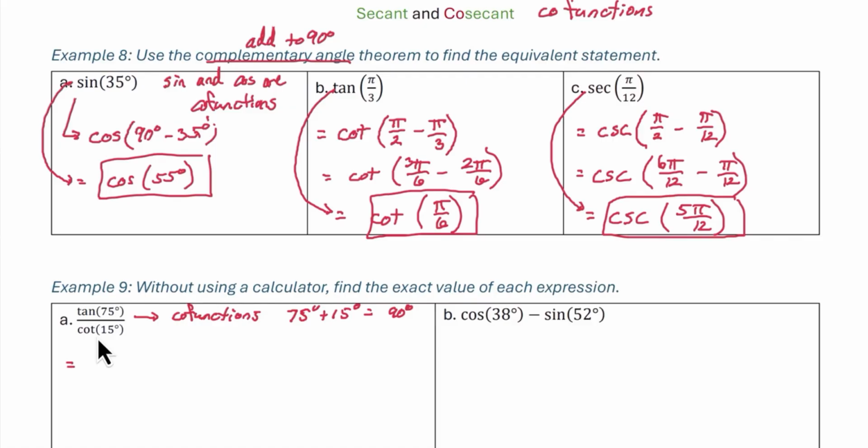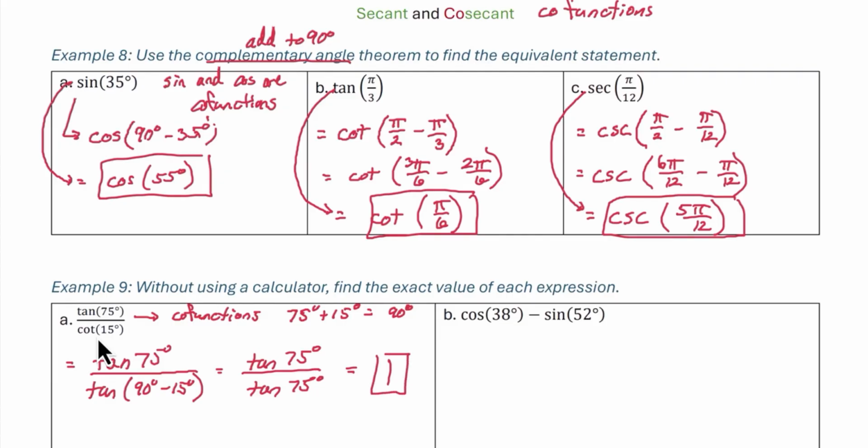Let's rewrite the denominator. Let's leave the numerator as it is for now, and let's use the complementary angle theorem to help us rewrite cotangent of 15 degrees. We can write that as tangent of 90 degrees minus 15 degrees. This gives us tangent of 75 degrees divided by tangent of 75 degrees. Those numerator and denominator are the same, so we get 1.